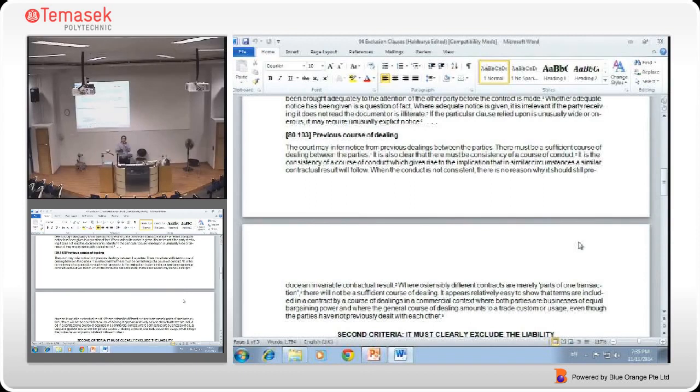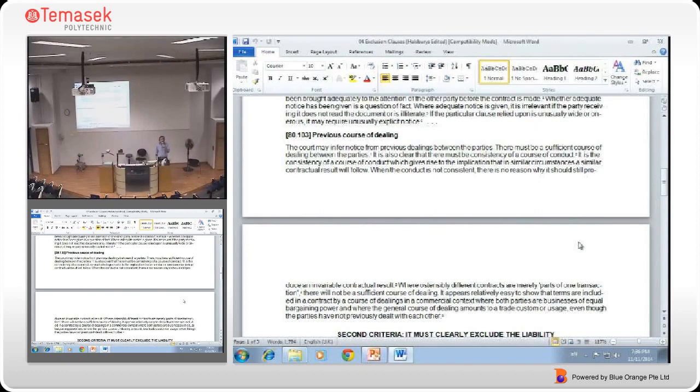So that's always to be remembered. Who's supposed to prove it? The person who says my liability is exempted by this clause must prove that there is a course of dealing. There must be a consistency of conduct, a consistency which gives rise to the implication that in similar circumstances, a similar contractual result will follow. So this one actually goes into the area of implied terms.